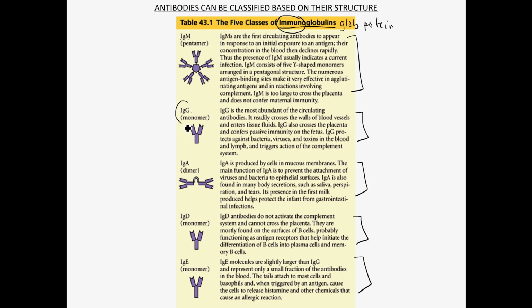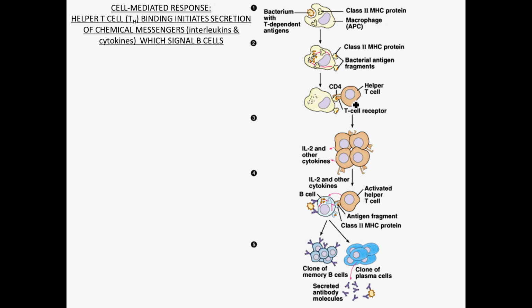So for example, IgG is the most abundant of the circulating antibodies and readily crosses the walls of blood vessels. IgG also crosses the placenta and confers passive immunity to the fetus, right? In anatomy and physiology, we talked about conditions involving positive and negative blood types, and this has to do with antibodies crossing placentas and things like that. Okay, so it may be interesting to pause and read that there.